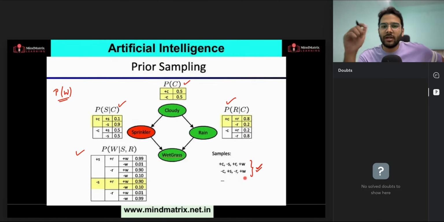Based on these samples, in this first sample, it is plus C representing cloudy. These are the four random variables: cloudy, sprinkler, rain, wet grass. And all these random variables are Boolean random variables. That means they have two values: either cloudy or not cloudy, sprinkler or not sprinkler, like this. So true, false, like this. In this first sample, if you carefully observe, it is saying it is cloudy, it is not sprinkling, it is raining, and the grass is wet, right? So this is what this sample is indicating.